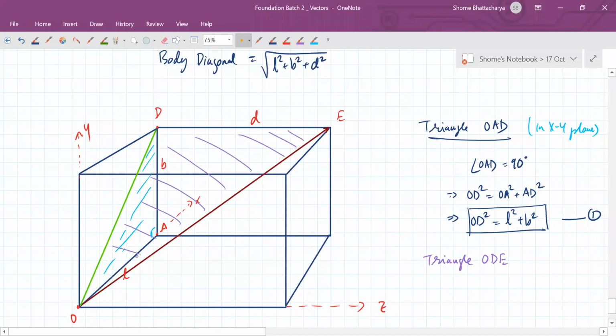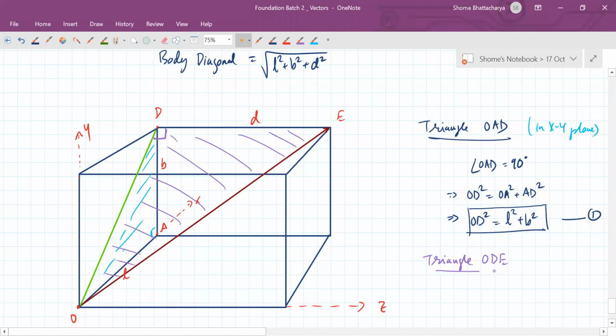It's not coinciding with any of your XYZ planes. It's cutting through this thing like this. It's cutting the cuboid through a plane that goes diagonally through it like this. So in this you will understand that this angle will be 90 in this triangle.